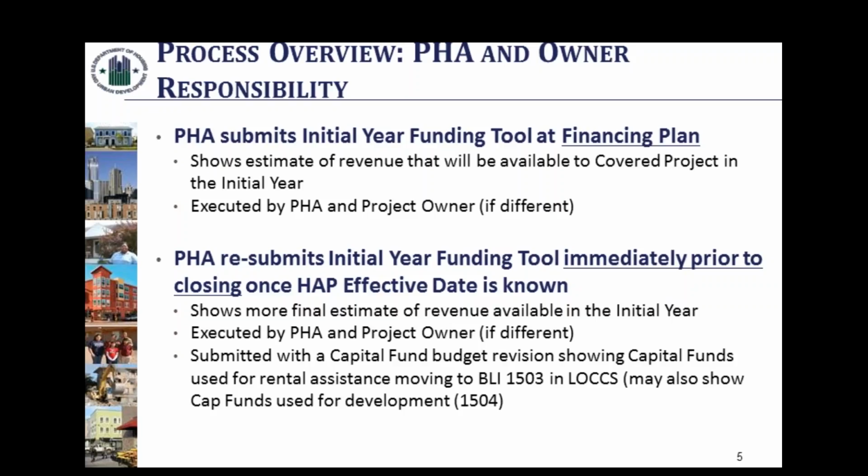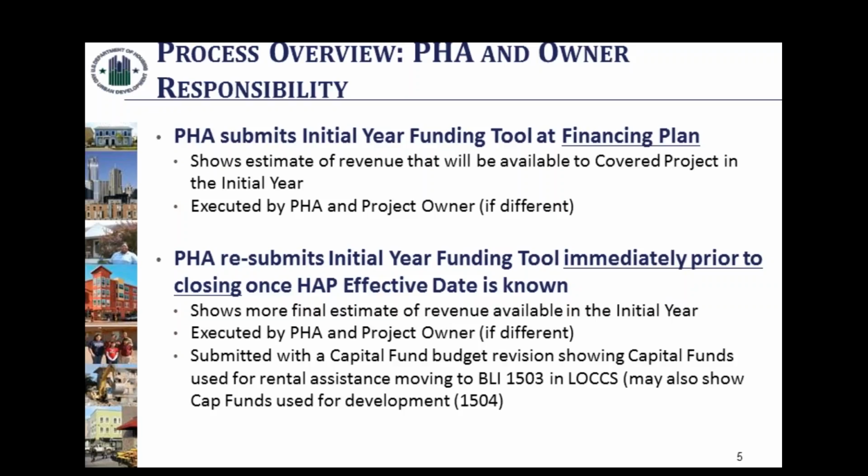We'll walk through that. And one of the key variables is what is the HAP effective date. So it'll show that final amount. Again, it'll be executed by the PHA and the project owner. It will be submitted with a capital fund budget revision showing the capital funds that will be used for rental assistance, moving to budget line item 1503 unlocks.